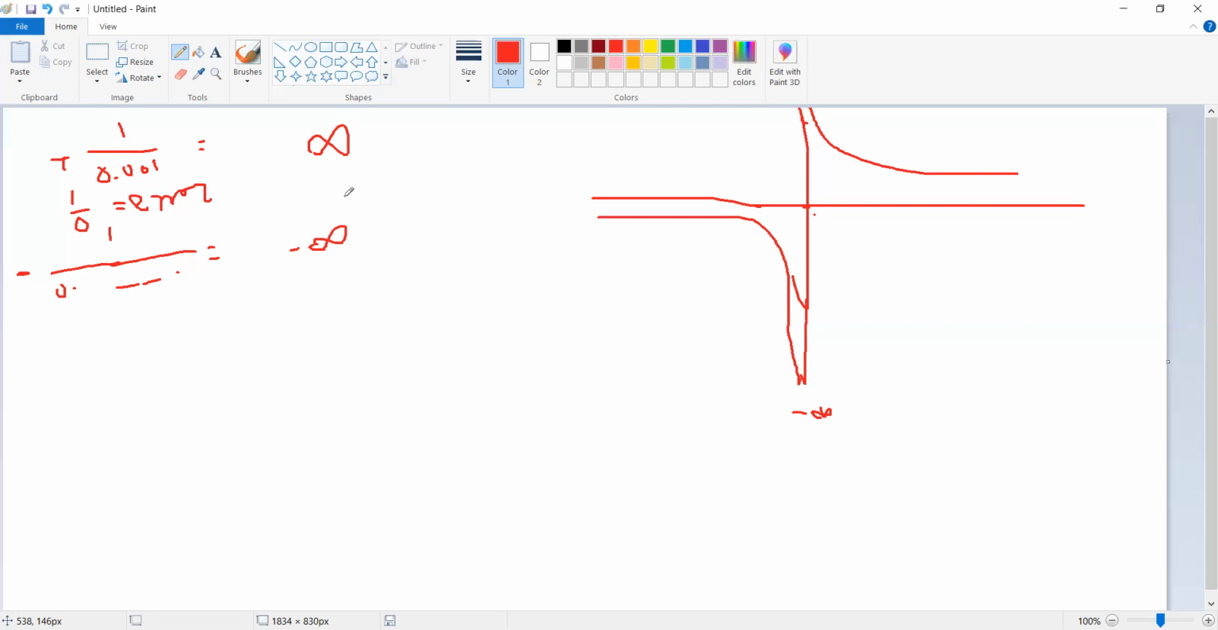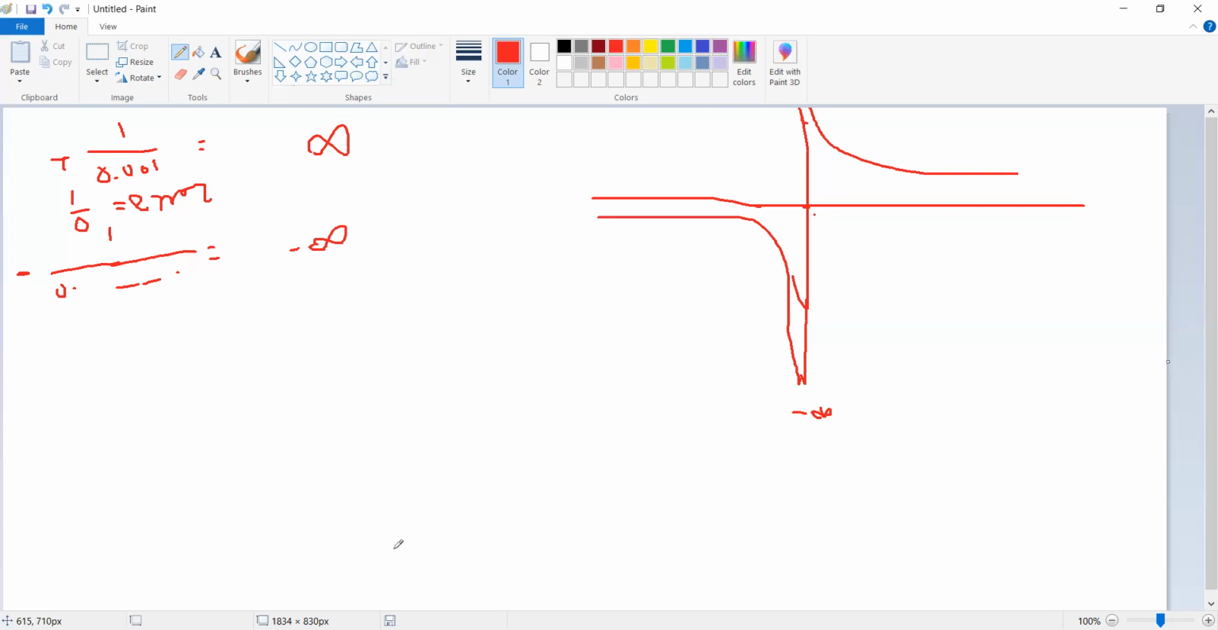So 1 by 0 is neither plus infinity nor minus infinity. It is an error, okay? So that's why we cannot do any work, or at least you cannot do division, if it is 0 in the denominator.